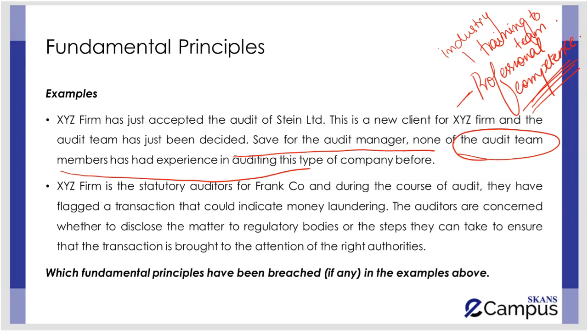The second example is XYZ firm is the statutory auditor of Frank Company, and during the course of audit, they have flagged a transaction that could indicate money laundering. The auditors are concerned whether to disclose the matter to regulatory bodies or the steps they can take to ensure that the transaction is brought to the attention of the right authorities. Now, money laundering is illegal in a lot of jurisdictions. And if in this jurisdiction there are laws against money laundering, this would constitute a situation where confidentiality may be breached.